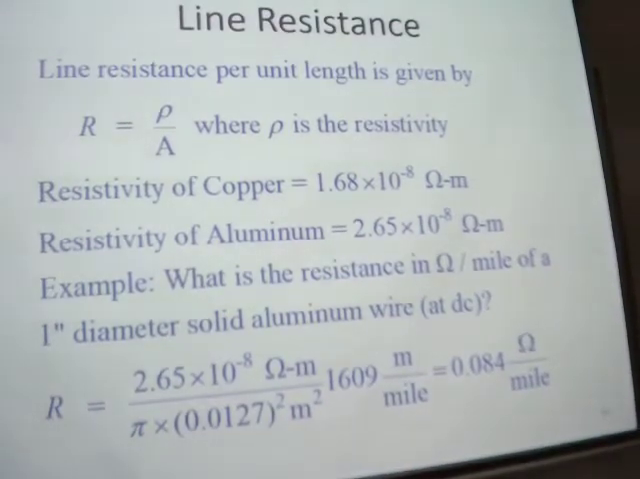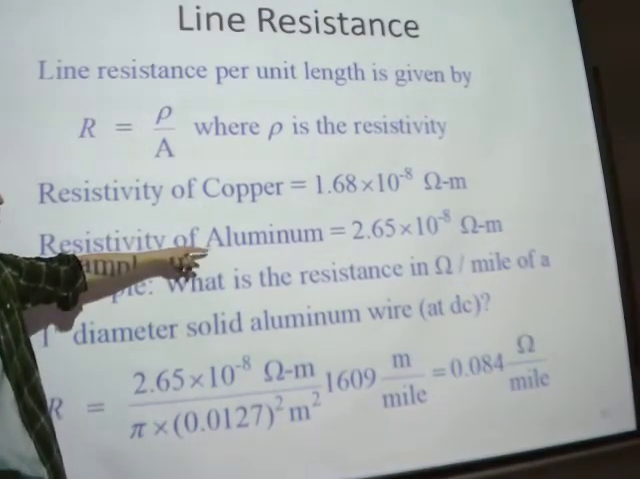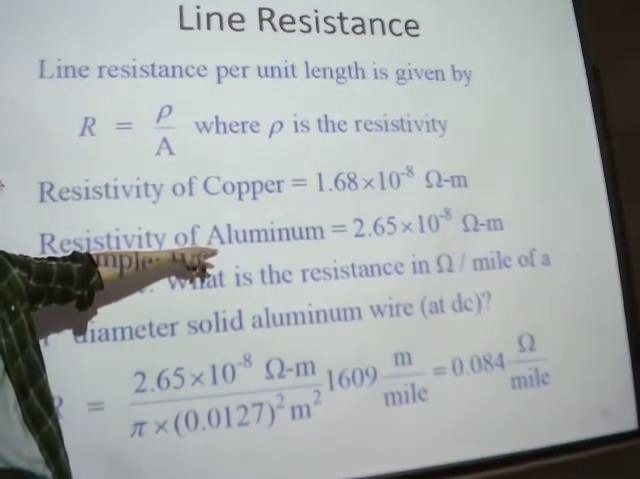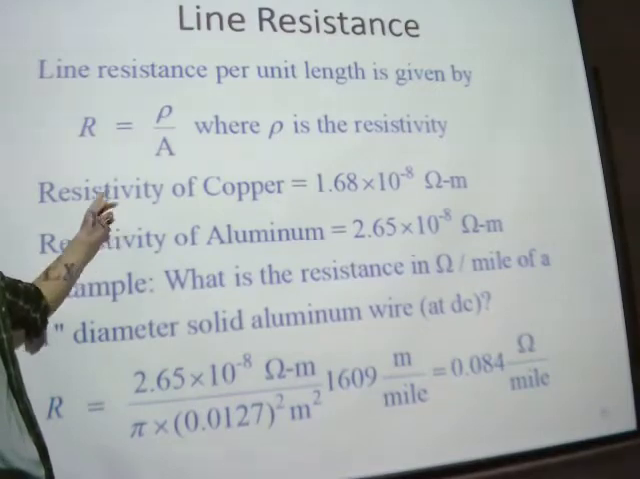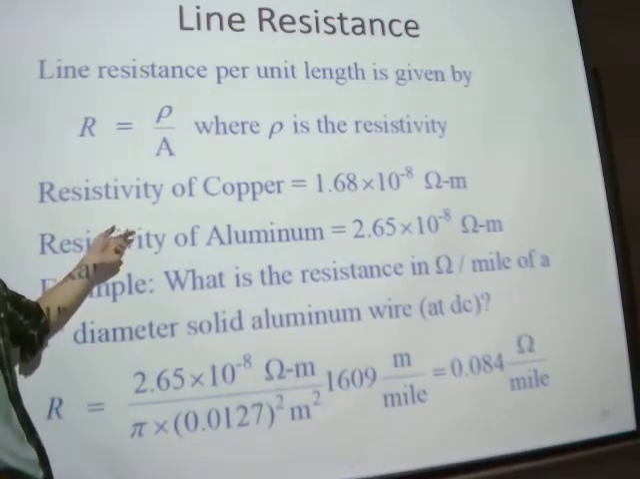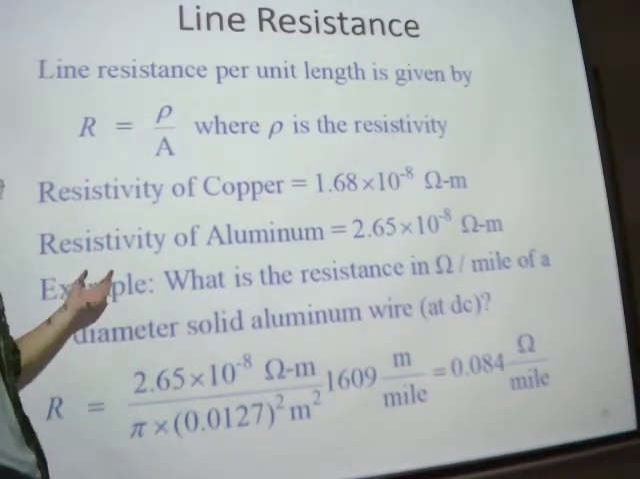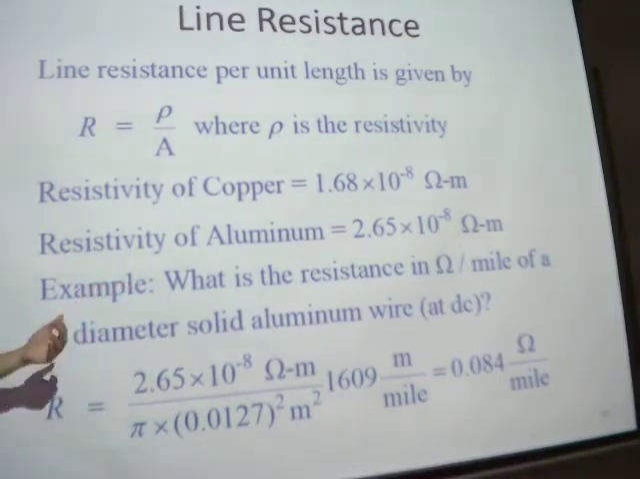So you can see that copper is lower than aluminum. The lower the resistivity, the better. So there will be much more loss in our transmission network otherwise. So it's actually silver, gold, silver, copper, right? The silver has a much lower resistivity.